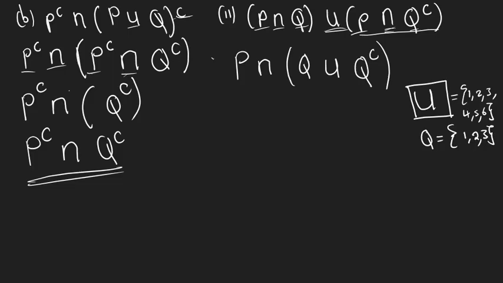Since Q is the set, have you seen that whatever is in Q is also in the universal set? Yes, sir. Then we say Q complement. What are we saying? We are saying get everything which is outside Q. So when you get everything outside set Q, what are you going to remain with? Tell me the numbers.